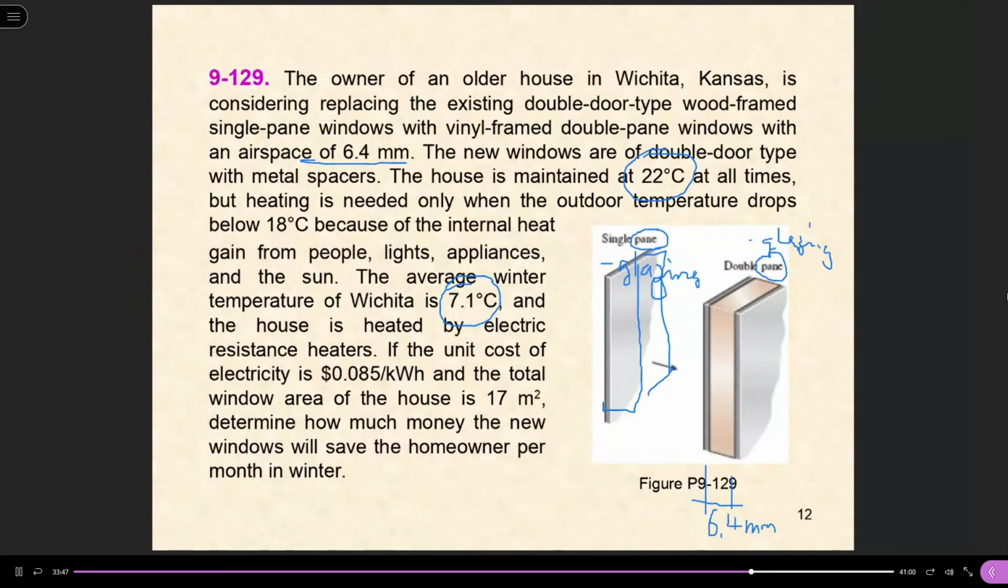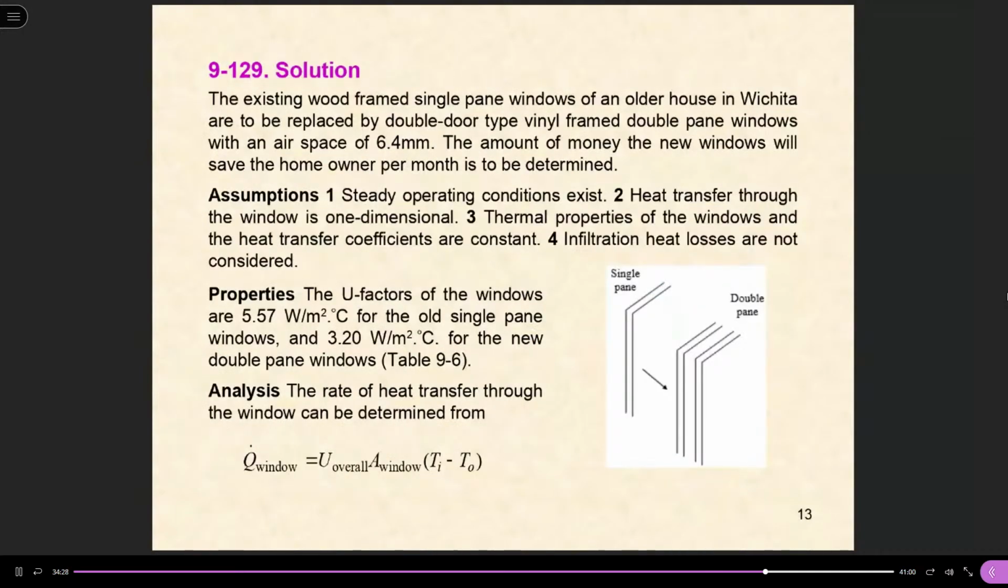Of course, in the winter, if you maintain this temperature of 22, you have to use heat inside the room, right? And the question is, once you use double layer glass, you would need less heat. So the question asks you about a house with 70 square meters of windows. How different would the electricity bill be if you use a double glazed window or a single glazed window? That's the question. Let's see the comparison.